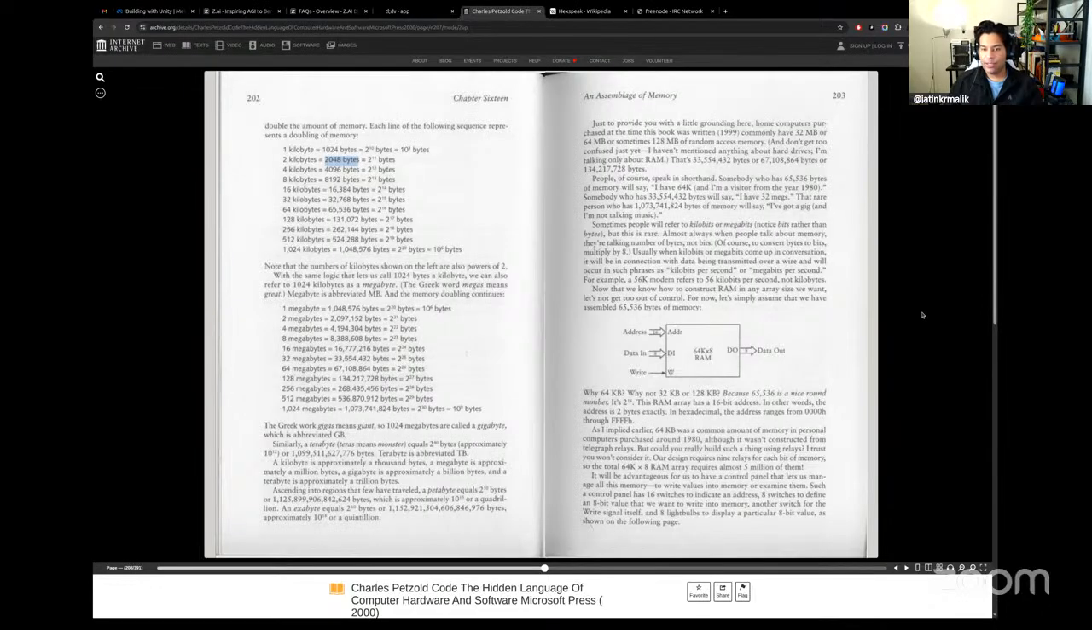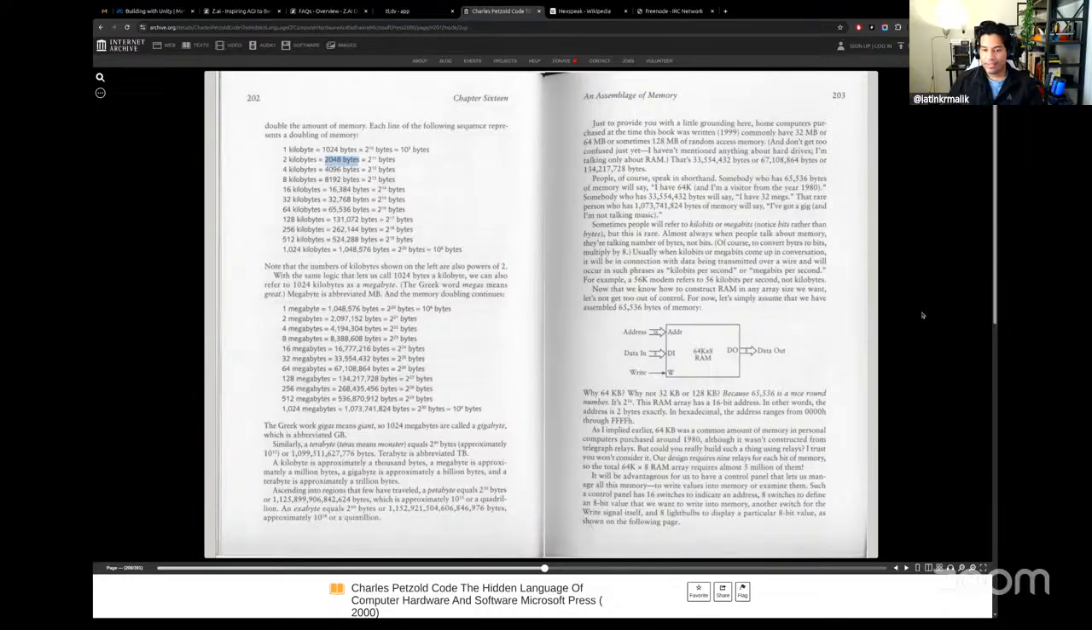And usually, when kilobits or megabits come up in a conversation, it will be in connection with data being transmitted over the wire and will occur in such a phrase as kilobits per second or megabits per second. For example, a 56K modem refers to 56 kbps, kilobits per second, not kilobytes.